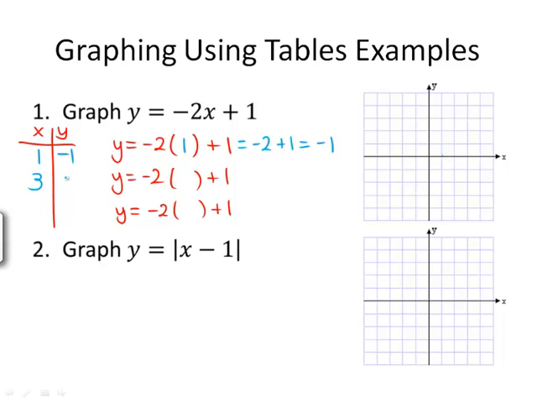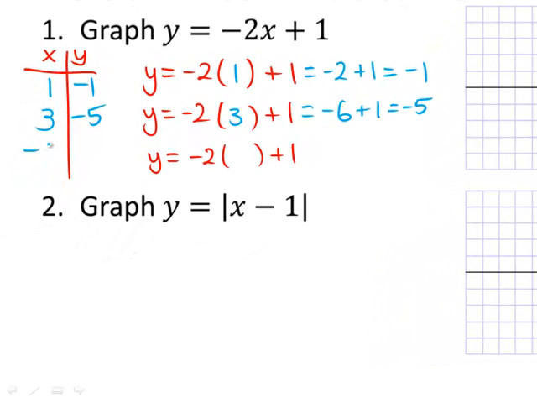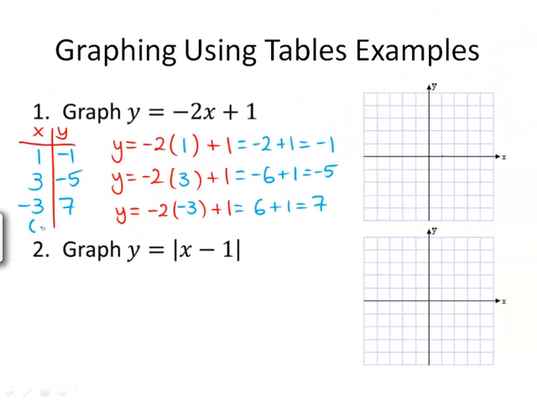So let's choose 3. If we stick in a 3, negative 2 times 3 is negative 6 plus 1 is negative 5. Next, we could choose negative 3. If you choose negative 3, you'll have negative 2 times negative 3 is 6 plus 1 is 7. So negative 3, 7 works also. Let's just try 0 and see what happens. If we stick in a 0, that'll give us 0 plus 1, and that gives us 1.